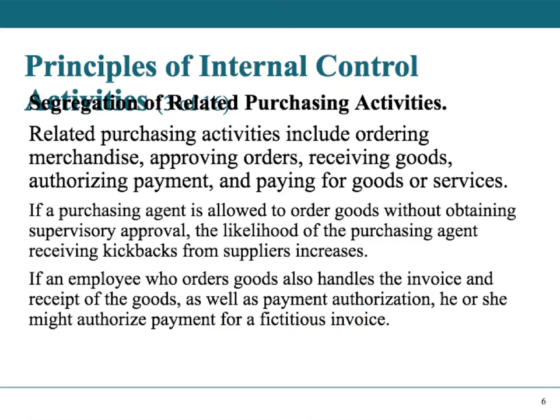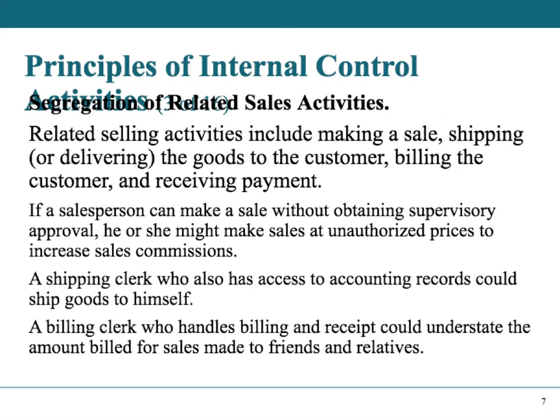Okay, so again, all these, you might want to review them before the exam. If you see any of these connected, it's most likely segregation of duties. You have another paragraph in your book as far as related sales activities. Okay, so which ones are these? Making a sale, shipping or delivering the goods, billing, and then receiving payment.